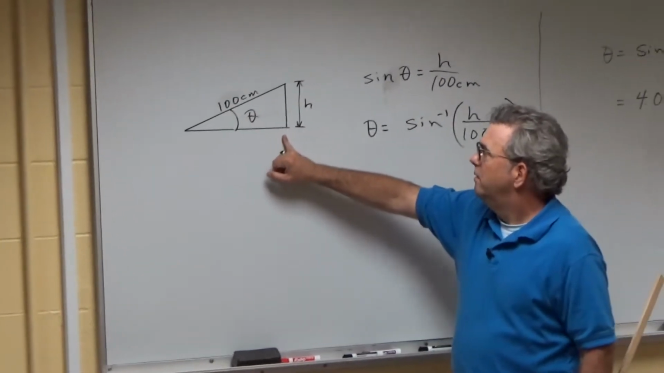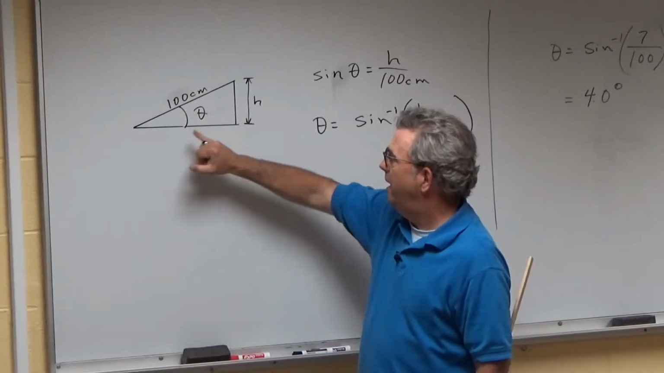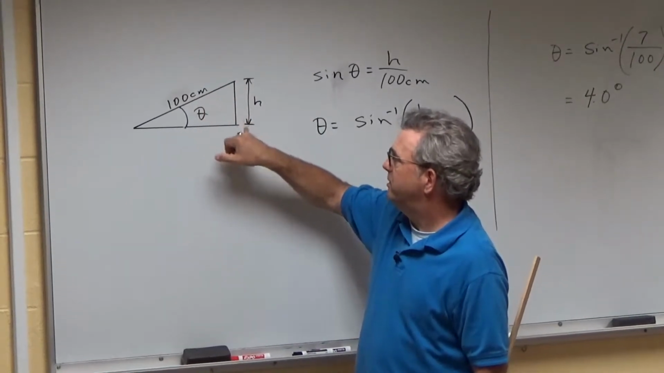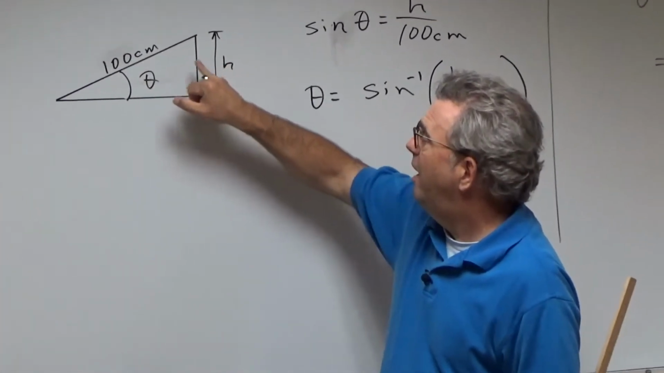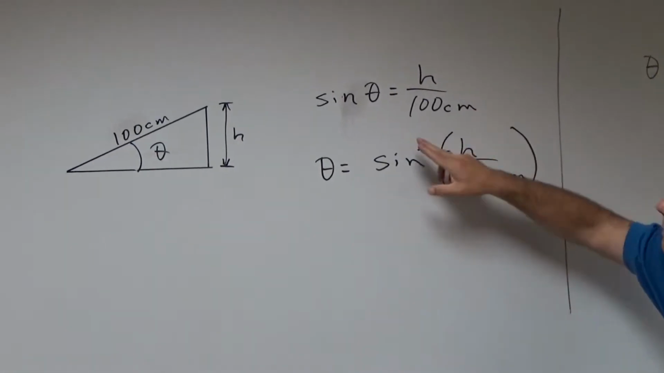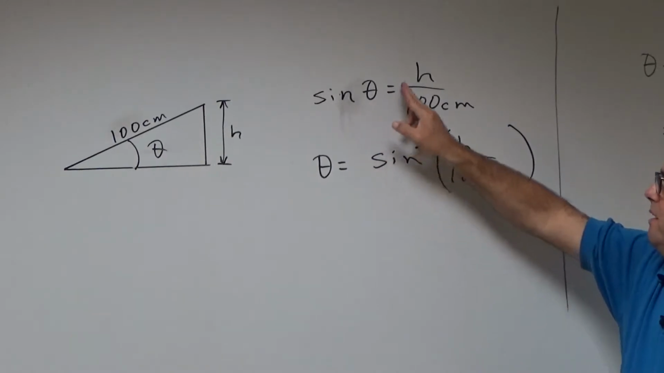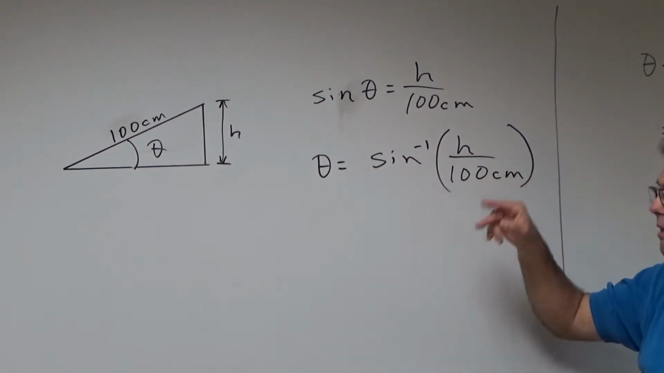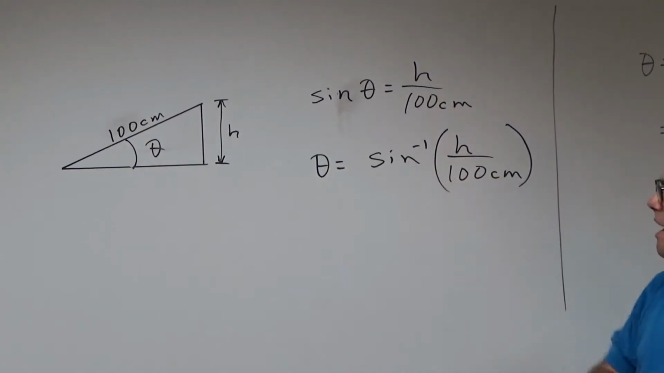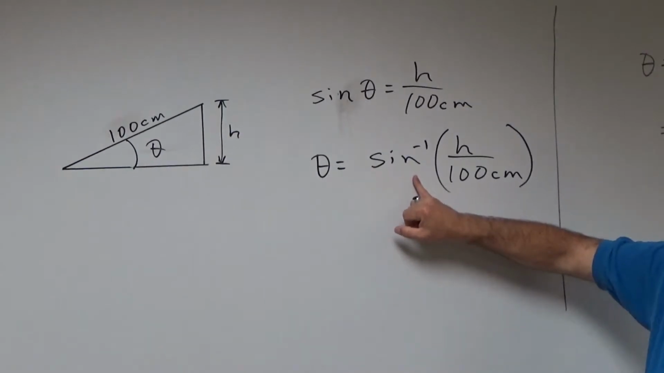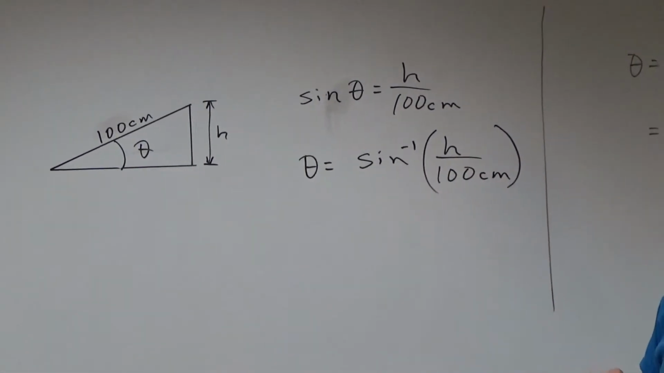So, you know from trig, for a right triangle, the height over the hypotenuse is equal to sine theta. So that's what I've written here. Sine theta is equal to h over 100, because the hypotenuse length was 100, and h is what I just measured. So theta is equal to the inverse sine of h over 100.